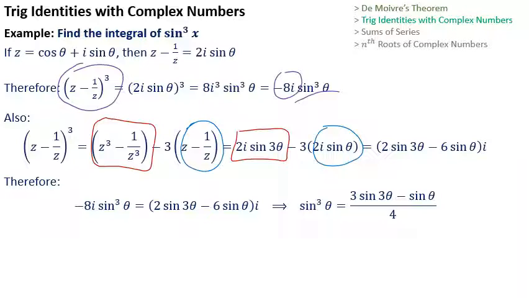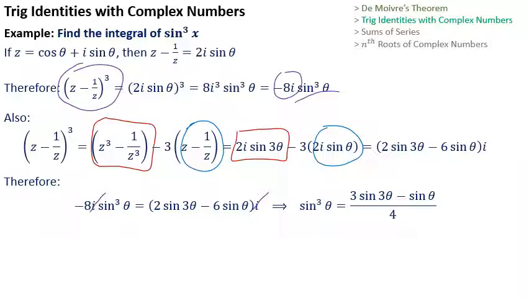So now we equate the two sides. We have minus 8i sine cubed theta, and that's equivalent to (2 sine 3 theta minus 6 sine theta) i. So when we divide by minus 8i, the i's disappear. They're going to cancel out. And we can divide by the minus 8. That's going to change the sign and cancel some things. We get sine cubed theta equals (3 sine theta minus sine 3 theta) over 4.